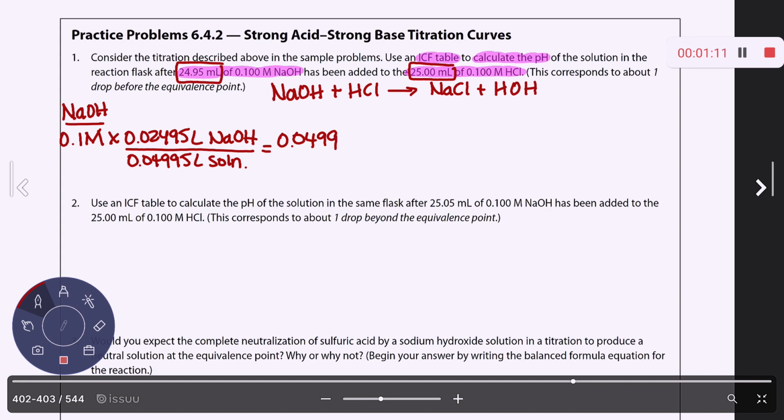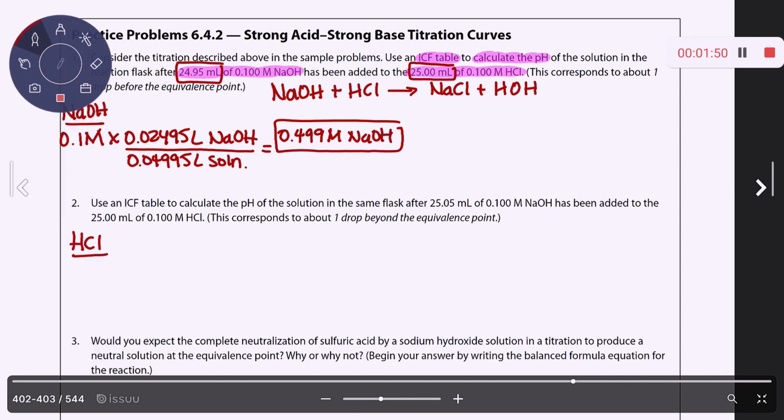And then this comes out to be 0.0499. That can't be right. Somebody calculate that for me. That's clearly wrong. I got 0.499. So the decimal's in the wrong place? Yeah. So can I just leave it like this? Yeah, the decimal's totally in the wrong place. All right, and then I'm going to do the HCl down here.